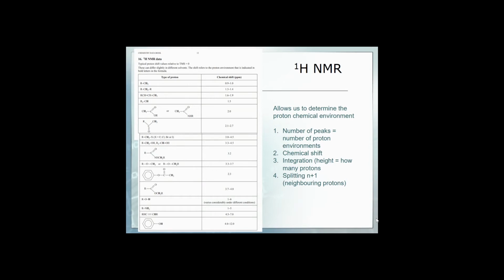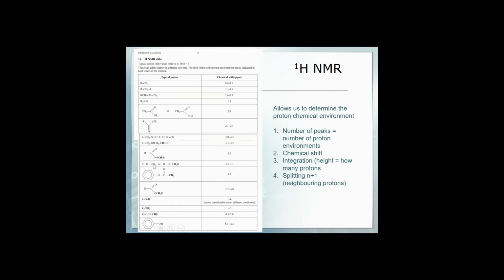The other part, which is really important, is your splitting, so your N+1. So if you were to have a hydrogen that has a carbon, then another carbon that has two hydrogens sitting there, you would say that you have two neighbouring protons. So 2 + 1 gives us 3. You'll end up with a triplet.